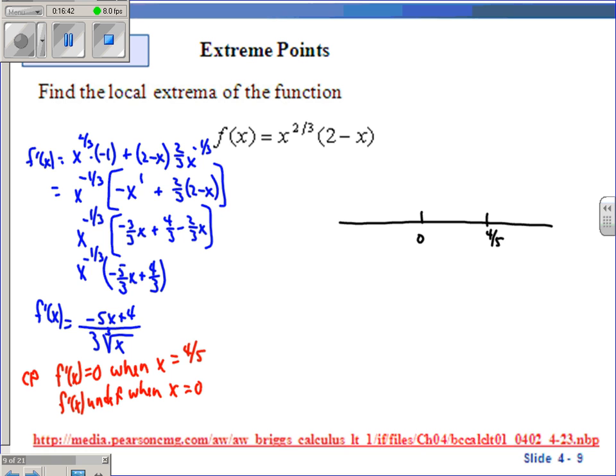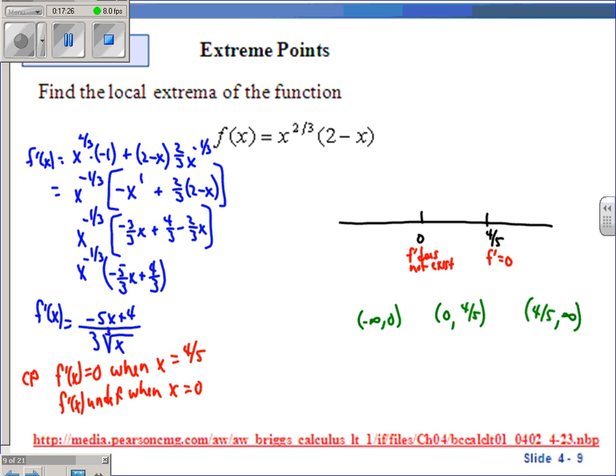We now split the number line into 3 pieces. So we're going to look at the intervals from minus infinity to 0, from 0 to 4/5, and from 4/5 to infinity. Now notice at 0 that the derivative didn't exist. So f prime does not exist. At x equal 4/5, we know the derivative is 0. Okay, so now we're going to pick test points in each of those intervals.